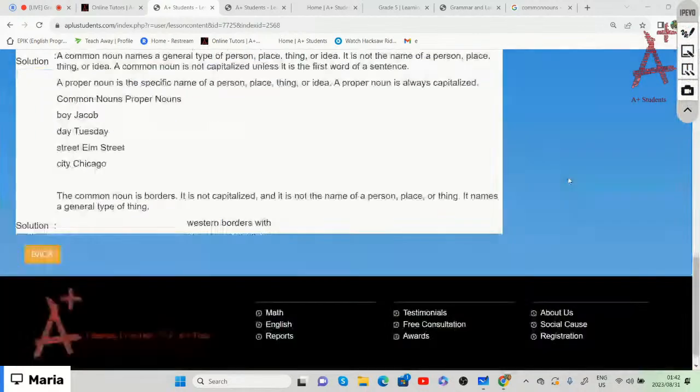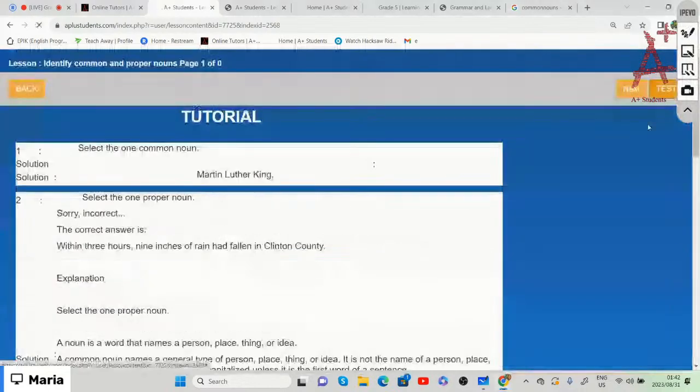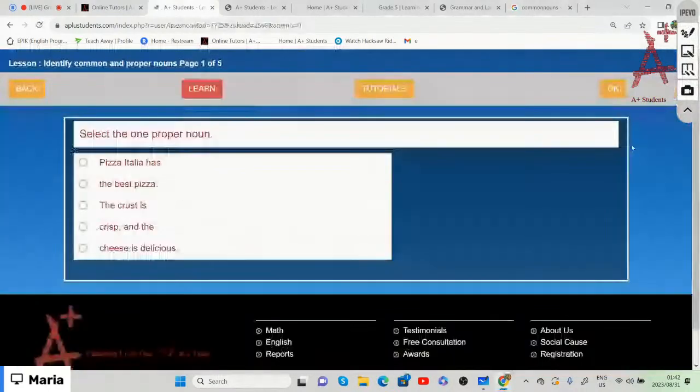Now we're going onto our test. All right, so if we now go on to our test, it says we need to select the one proper noun within the sentences.